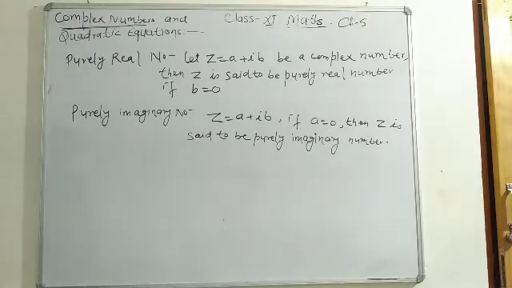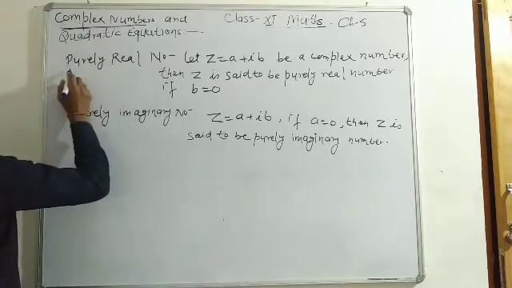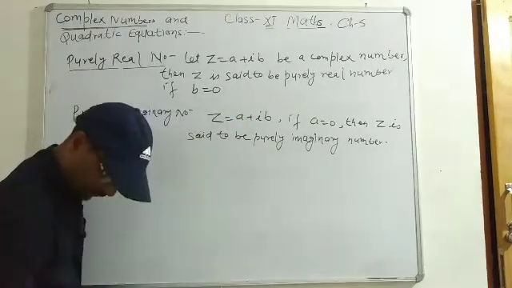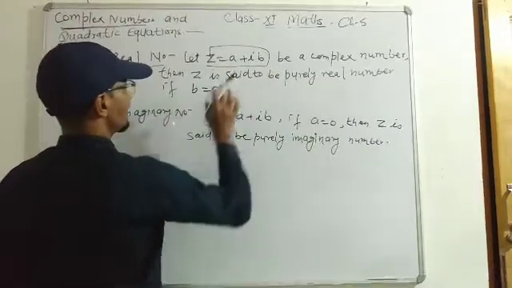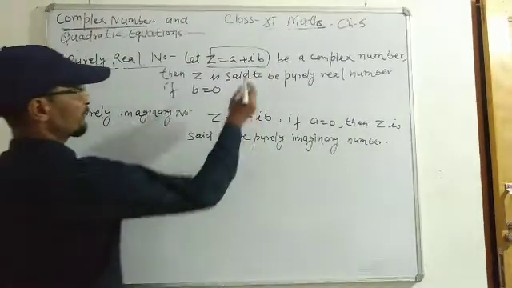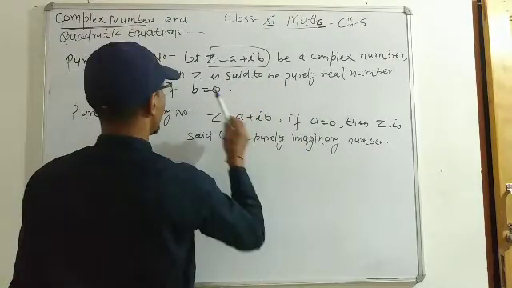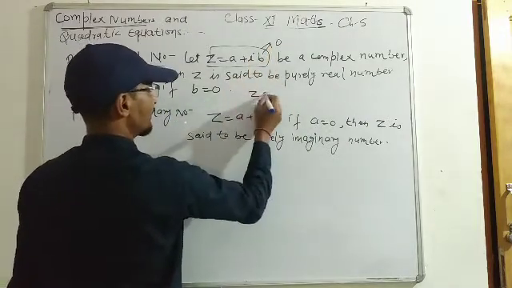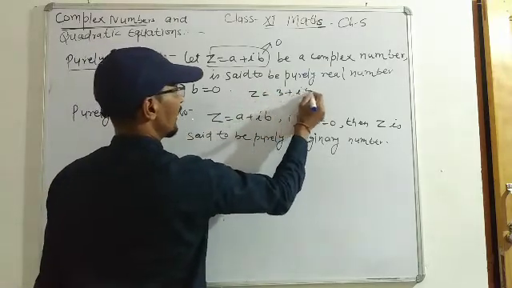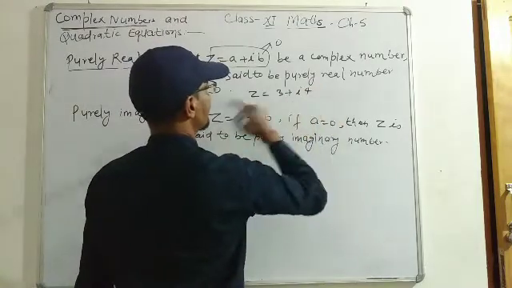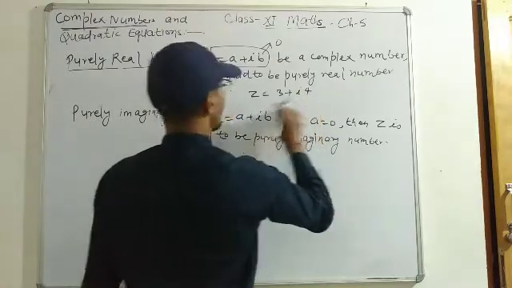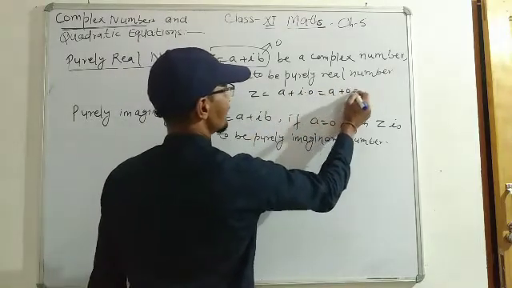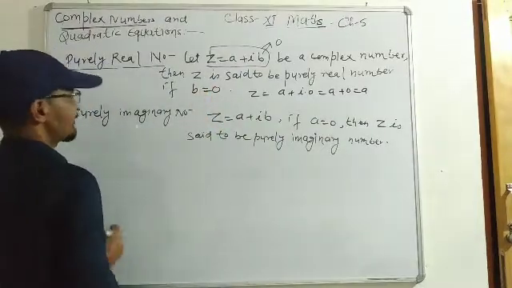Now, what is a purely real number? We have studied that z is equal to a plus ib is a complex number. Then z is said to be a purely real number if b is equal to 0. If the value of b is 0, for example z equals 3 plus i times 0, then a plus i into b becomes a plus 0, that is a. So z is equal to a, and it is purely real.